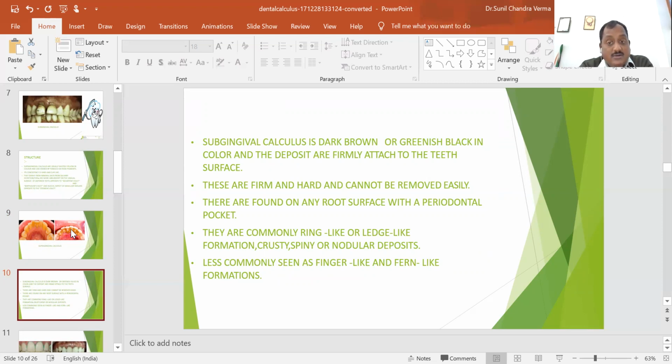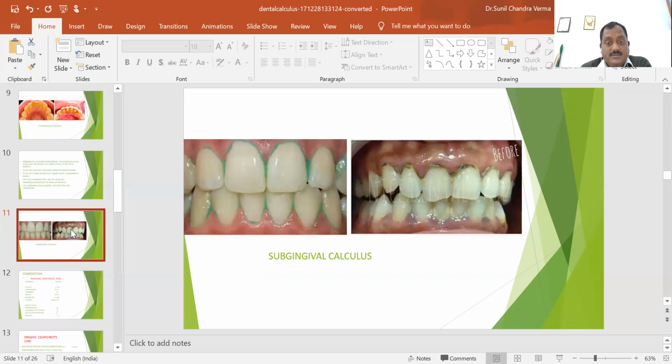They are commonly ring-like or ledge-like formations, crusty, spiny, or nodular deposits because of the circumferential excretion of gingival crevicular fluid. The components of subgingival calculus are derived from the serum, so this is also called serumal calculus. Less commonly seen as finger-like or fern-like formations. These are photographs of subgingival calculus showing subgingival deposition of greenish calculus over the two pictures.